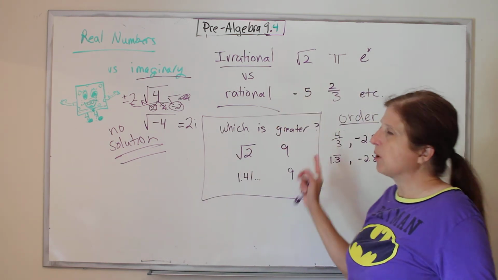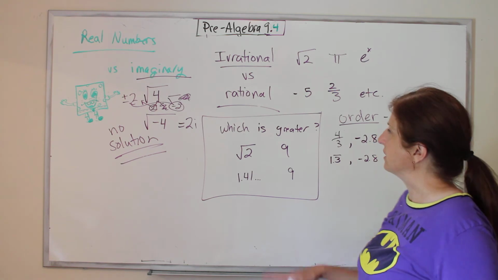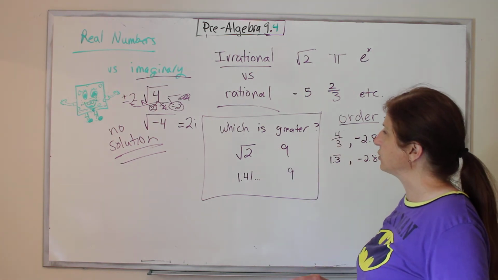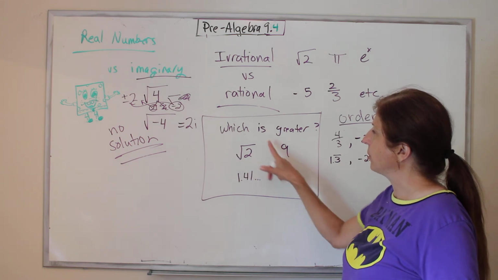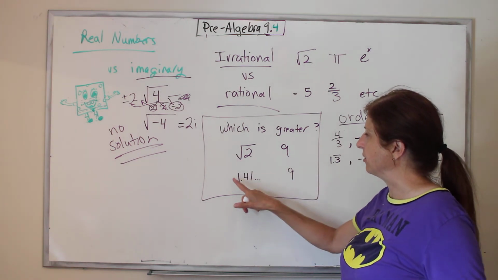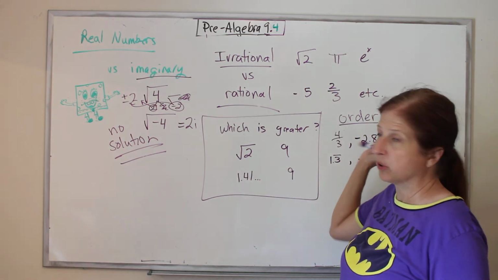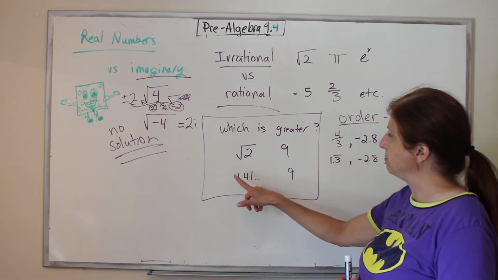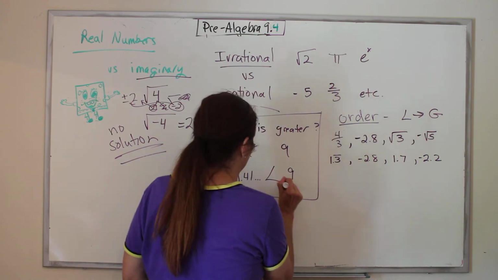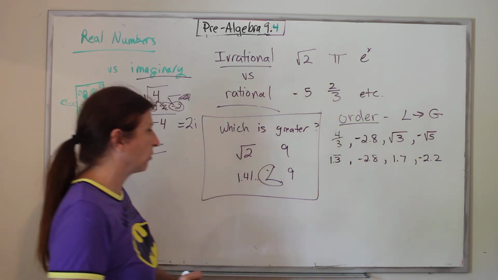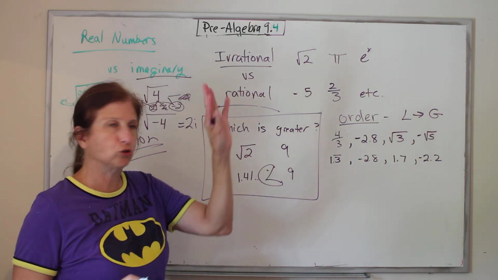Okay? Now, what we do with this as pre-algebra students is we say which is greater. So, square root of 2 or 9. You do square root of 2 on your calculator, and it's 1.41 numbers forever, or 9. So, which is bigger, 1.4 or 9? 9. So, Pac-Man wants to eat the greater one, which is 9.